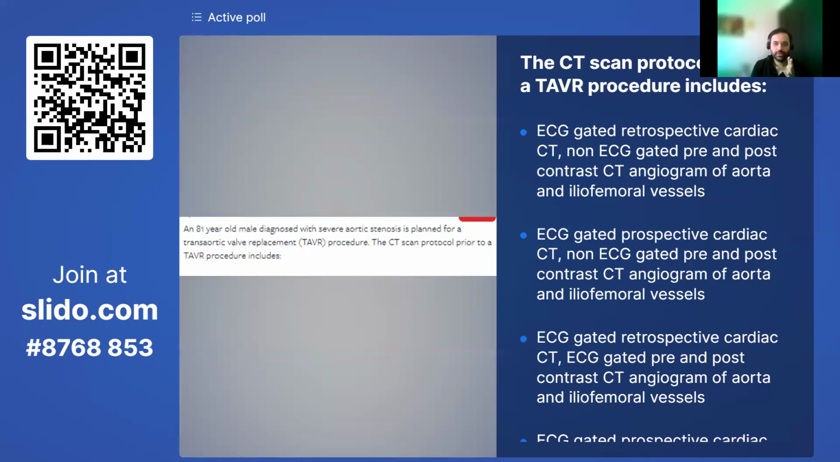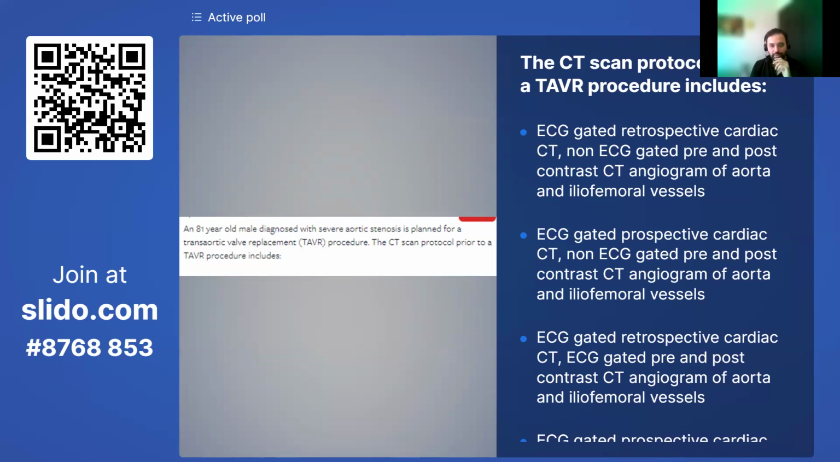So that's a fairly good assessment of the way you've thought through this. TAVR requires cardiac CT, and it requires an angiogram of the aorta and iliofemoral vessels for access, as you correctly mentioned. The other thing you mentioned is that the cardiac CT has to be ECG gated. The angiogram of the aorta and iliofemorals does not need to be ECG gated. So that's correct as well. That can help you narrow down options.